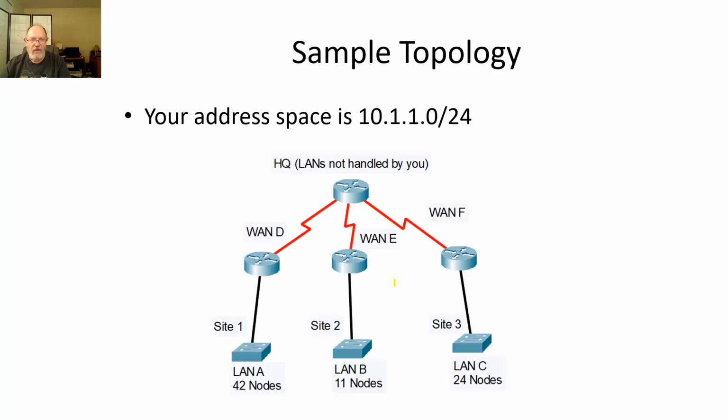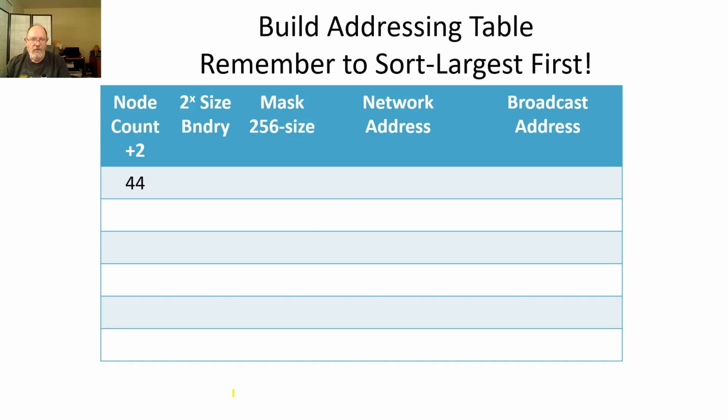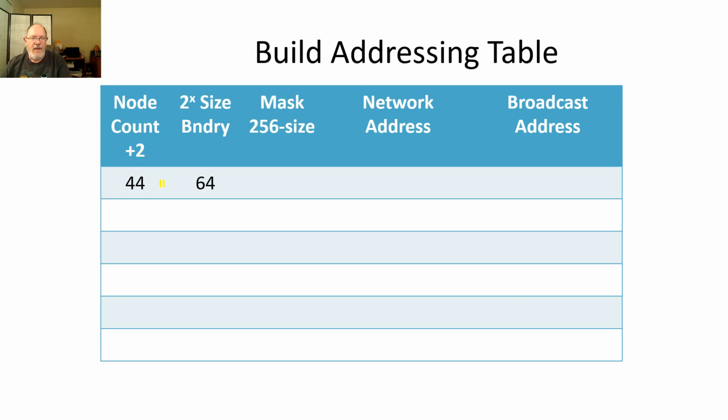If we go back to our topology, we see that the largest network was local area network A with 42 nodes. So we're going to go into our table, and if we add 2 to that, we get a total of 44 IP addresses that we need. Now, as I said before, our network is going to have to contain more IP addresses than we're currently needing in order to fill the space to get to a binary boundary, which in this case, the next highest boundary is 64.